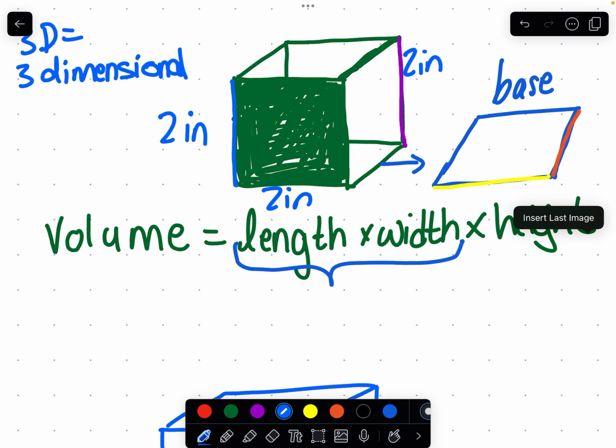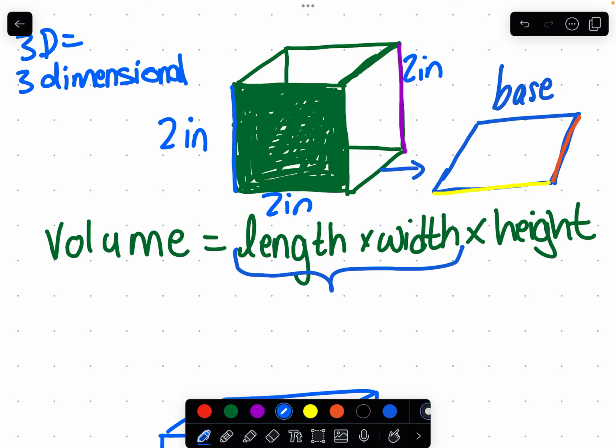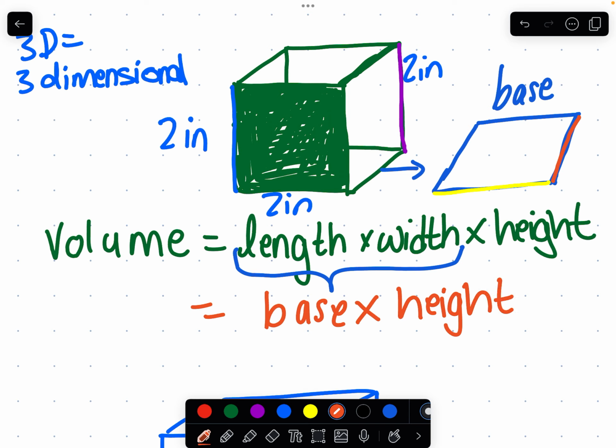Now, one formula that people use is they say, you can say length times width times height. Another way to think about it is it's the same as the base times the height. Now, I don't know which way you're going to remember better. They all give you the same answer. So you can say volume equals base times height, or you could say volume equals length times width times height. When I was younger, I always remembered length times width times height. So that's kind of what I stick to, but you do what works for you.